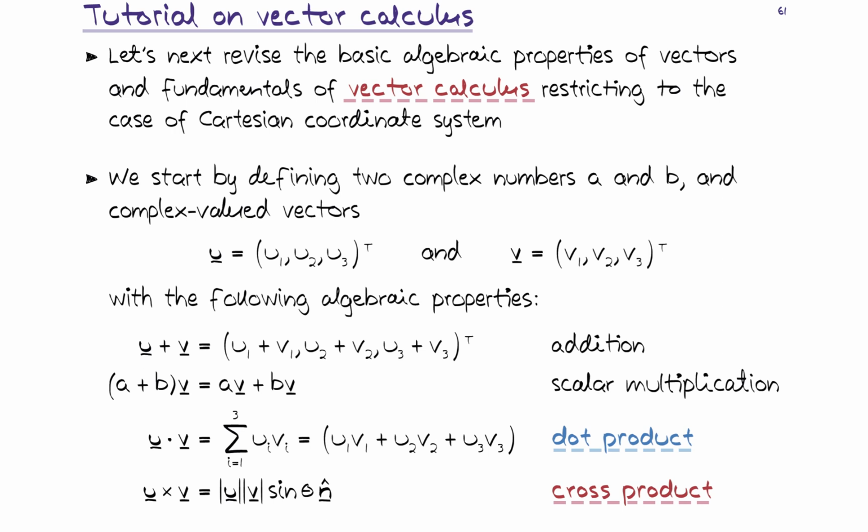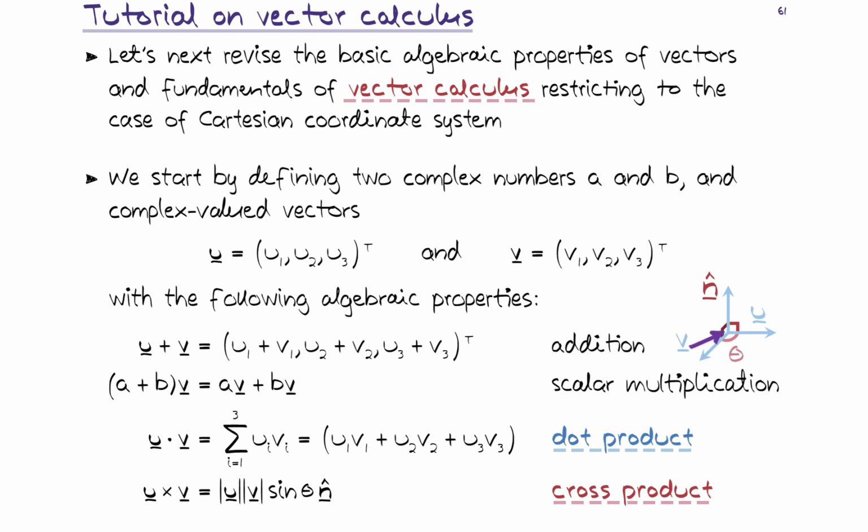So n is the normal of the plane defined. This is the cross product, also known as the vector product. I have my two vectors, u and v here, and they define my plane. And I have the sine of theta, where the angle theta is the angle between these two vectors. Then I have my unit vector n hat, pointing perpendicular to the plane spanned by u and v, exactly this one here.